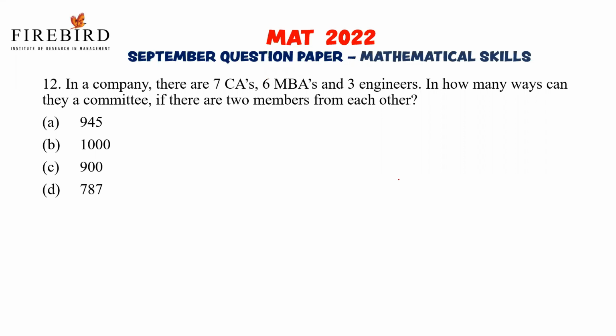Next, in a company, there are 7 CAs, 6 MBAs, and 3 engineers. Then I'll come to know it is a question based on permutation and combination. Here, you're going to select and form a committee. If a term like selection or forming a committee appears, fix it in your mind that you have to use the concept of combination. Combination we represent as C.